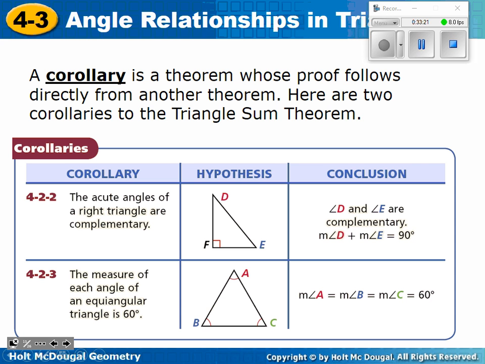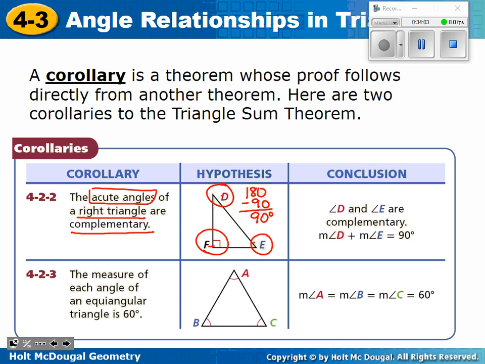So the first corollary does not have a name, but it simply says that if you have a right triangle, then the other two angles are going to have to be acute. And because all three angles add to be 180, if I take away 90 degrees, how much is left? 90. And that means that D and E are going to have to add to be how much? 90. And what do we call it when two angles add to equal 90 degrees? Complementary. So this corollary says that if you have a right triangle, the other two acute angles will be complementary.